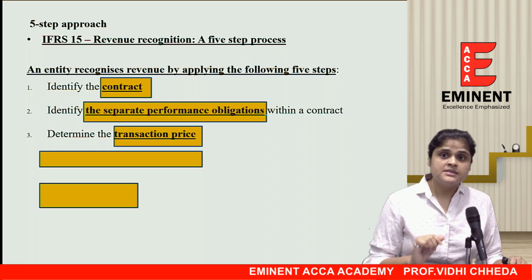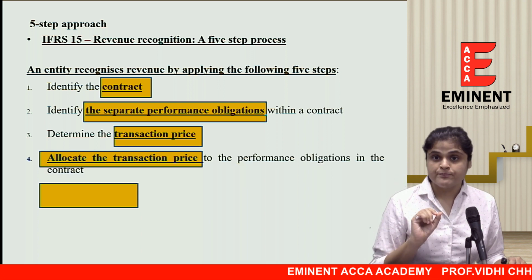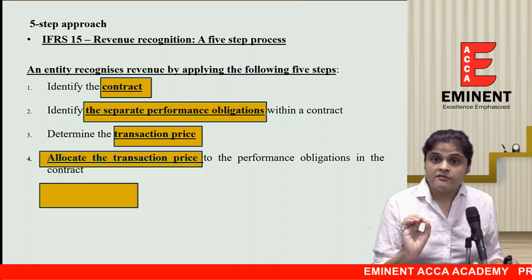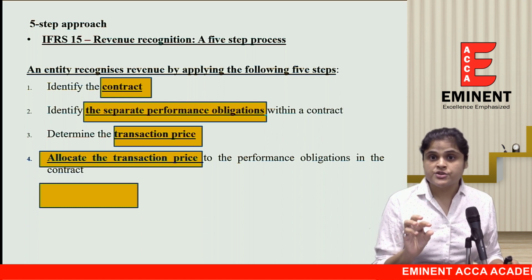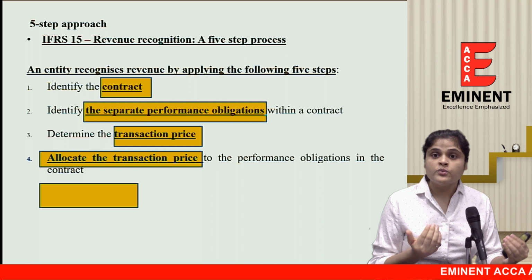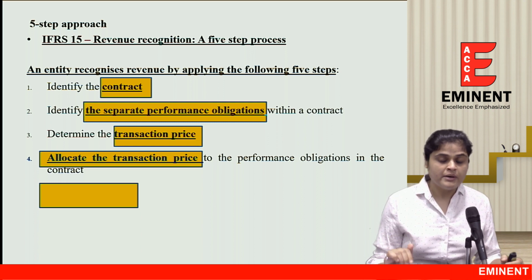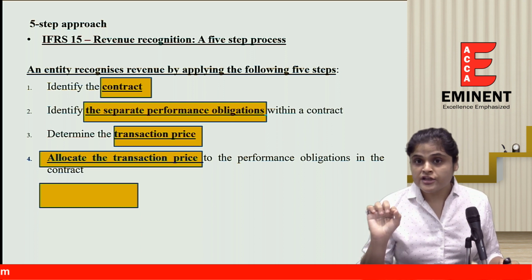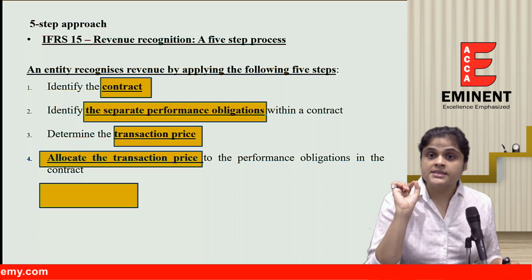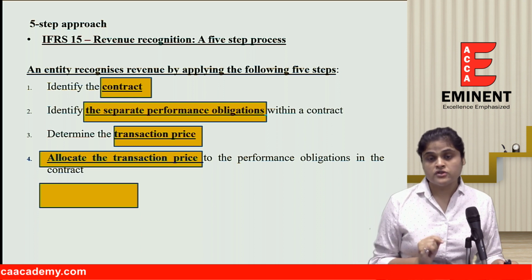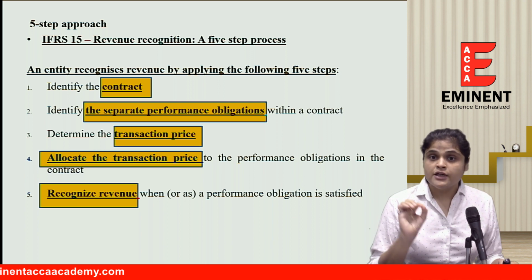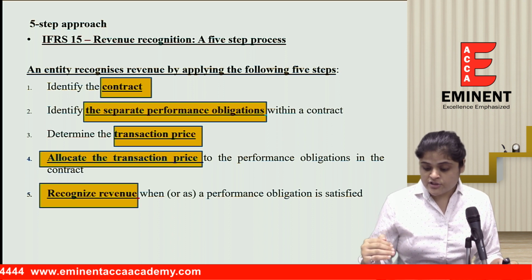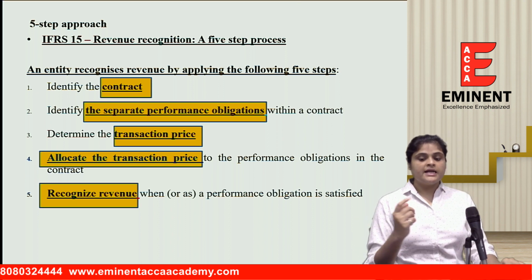Fourth, whatever is the transaction price, we need to allocate. Sometimes there may be a bundle of goods and services. So the seller will have to allocate that transaction price to those goods and services which were there in the transaction. We will understand one by one. And the last step is when to record revenue. What is the point of sale? What is the timing when we pass the entries in our books of accounts? So the last step is when do you recognize revenue? Recognize revenue when the performance obligation is satisfied.